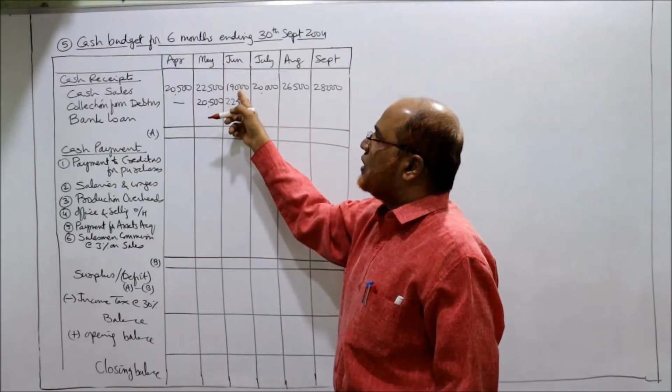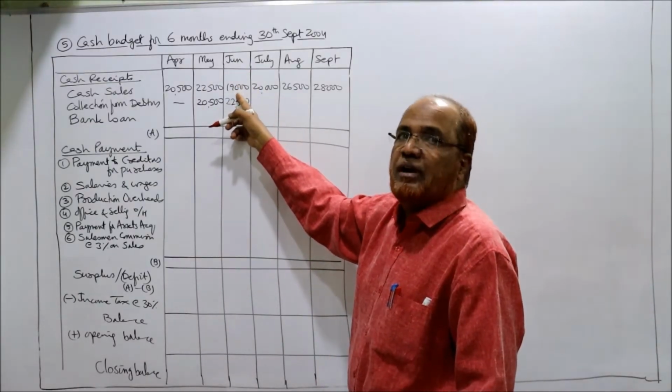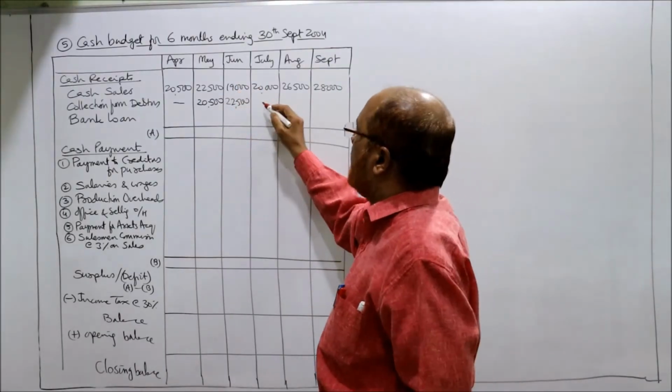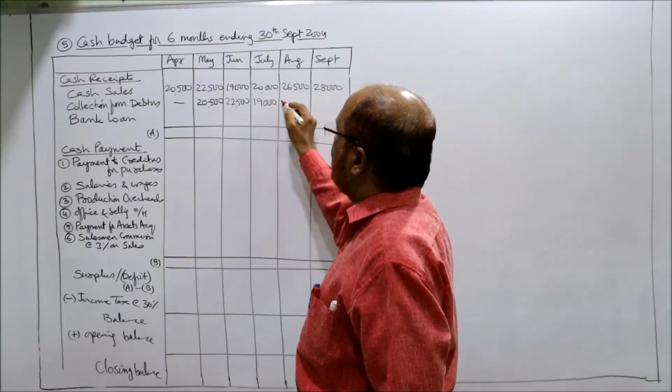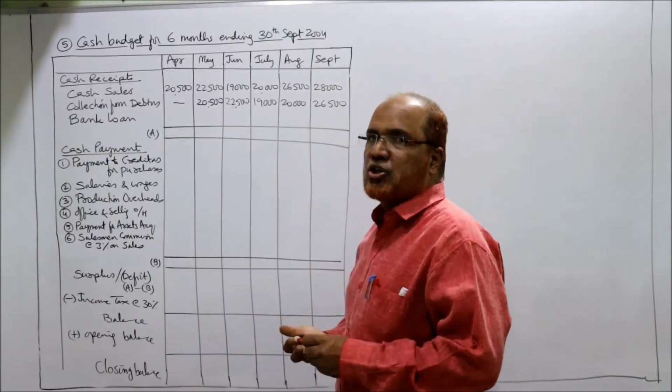Similarly, 38,000 is the total sales of June. 38,000 का आधा 19,000 we have received in July cash sales. Remaining 19,000 we collect in July. Then 20,000, 26,500. These are the collection from debtors.